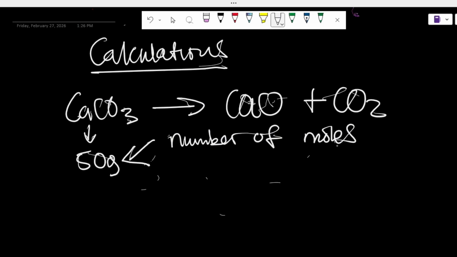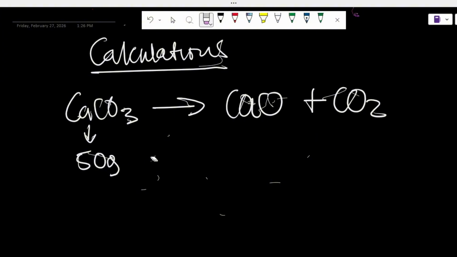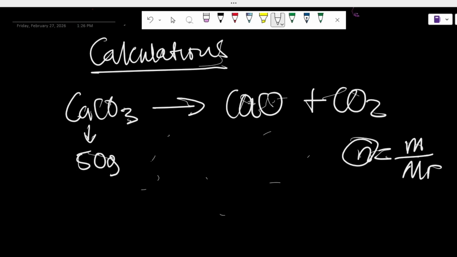So how do you deal with this particular problem? Now, since you are dealing with calcium carbonate, notice that you have the mass, which is 50 grams here. So all you have to do is find the relative molecular mass of calcium carbonate. You have the mass, and then you can use this formula. Mole is equal to the mass, which is here, over the relative molecular mass, which you're going to find. And that is going to give you the number of moles. So let's go ahead and do that.